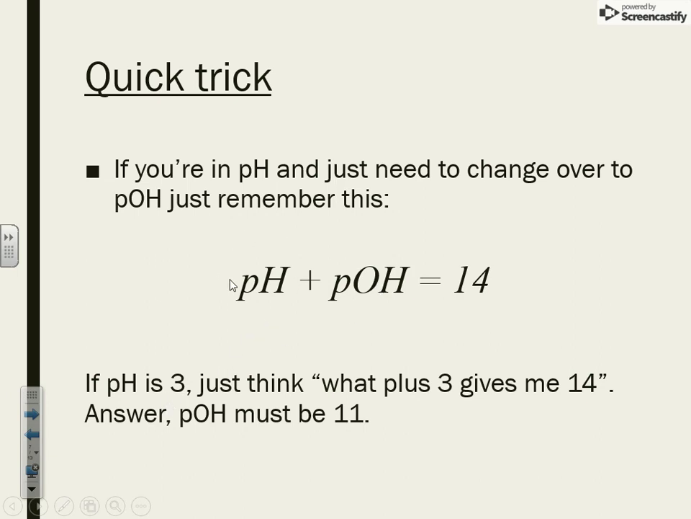Also, what if pH was 3 and they asked for the pOH? Well, what plus 3 equals 14? Well, 11 plus 3 equals 14, so your pOH would be 11. So they are the counterpart of each other. They're kind of like flipped sides. If one side is 1, the other side is 13.